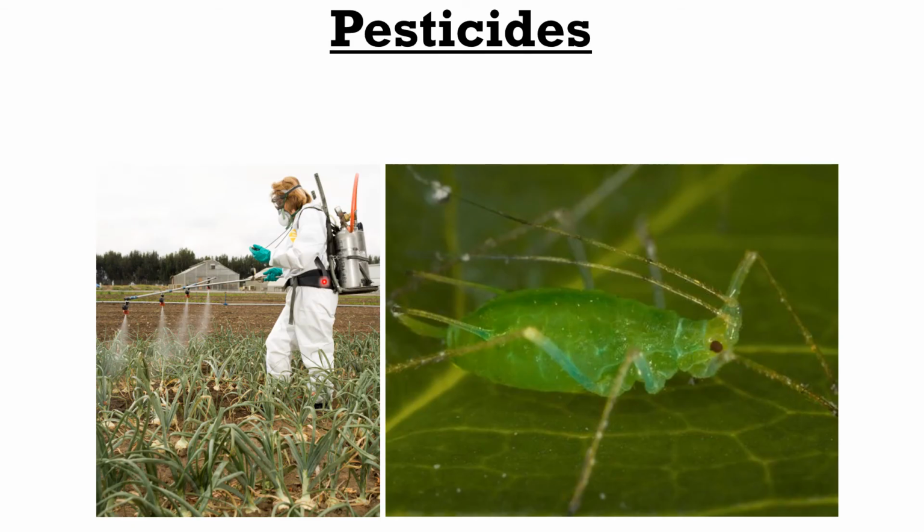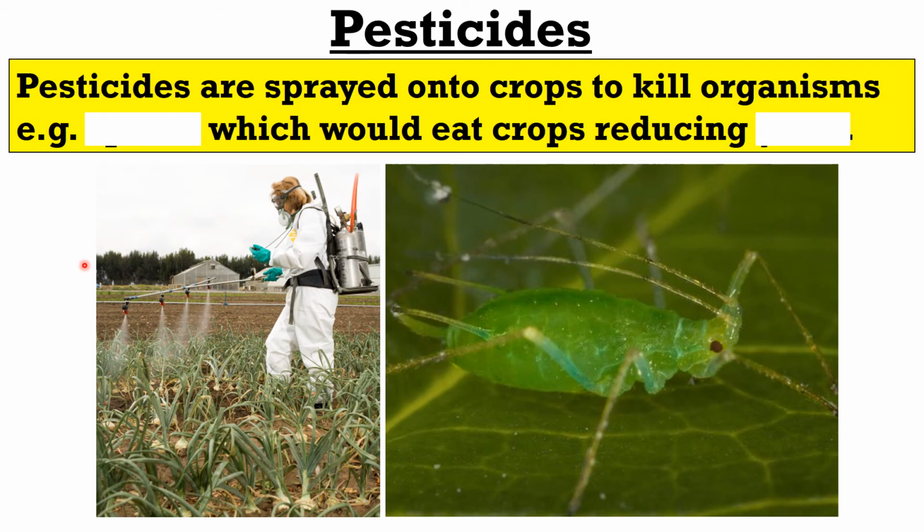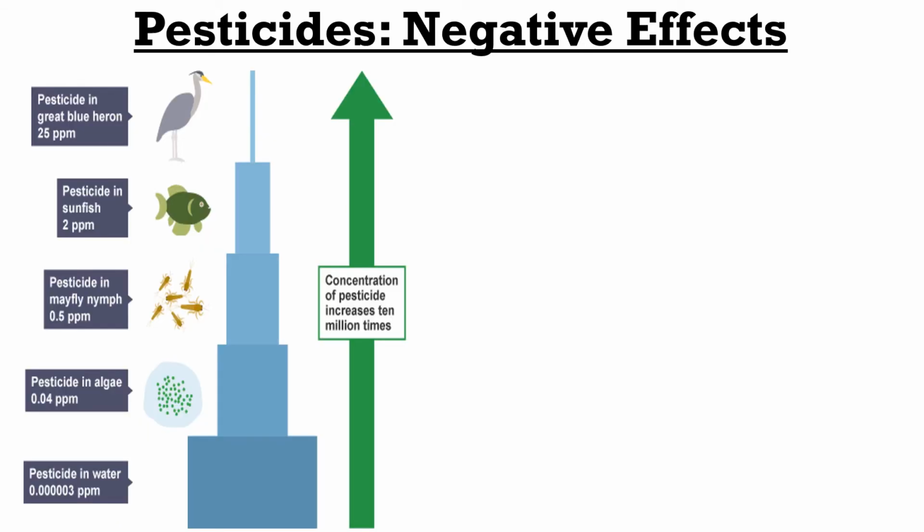Okay, so moving on from fertilizers, the next part is pesticides. I've talked about this, they're just sprayed onto crops and they're used to kill organisms. One of them is aphids or greenfly, and the reason why is because they eat the crops. If they eat the crops, they reduce the yield. So positive, if you're a farmer, you get more food. Positive for a consumer as well, that they can access the food.